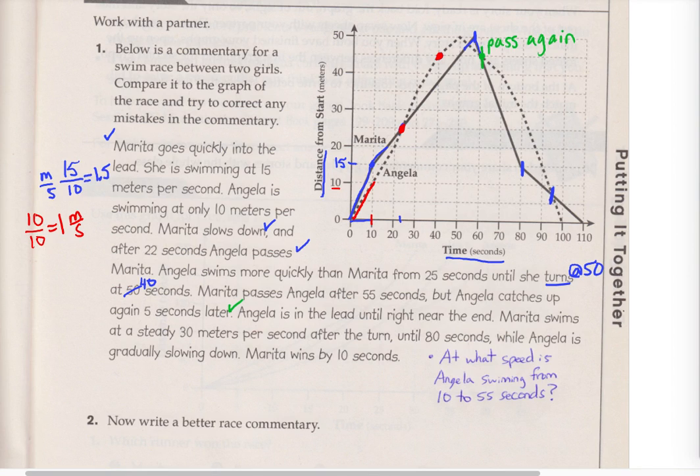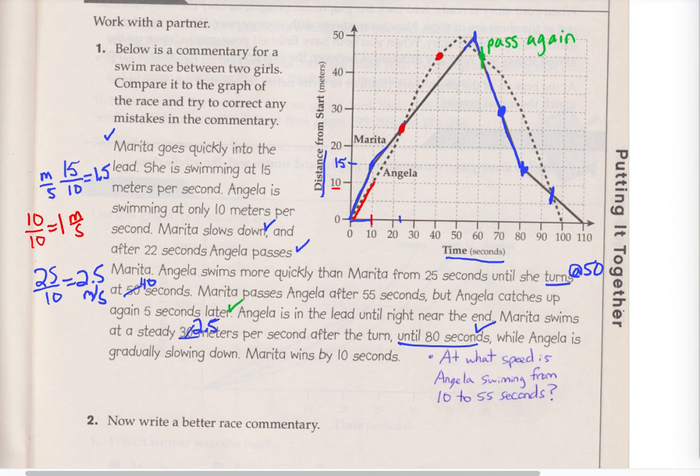It's close. Let's see. It says Marita swims steady 30 meters per second. I think again that's probably something different. So let's see. What's the slope of this line right here? From about here to here, that's 25 over 10, which is going to be 2.5 meters per second. So that's 2.5 right there.